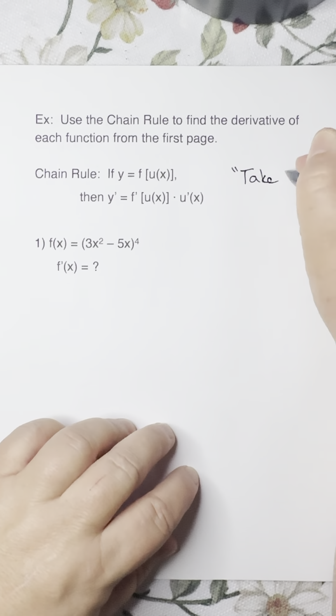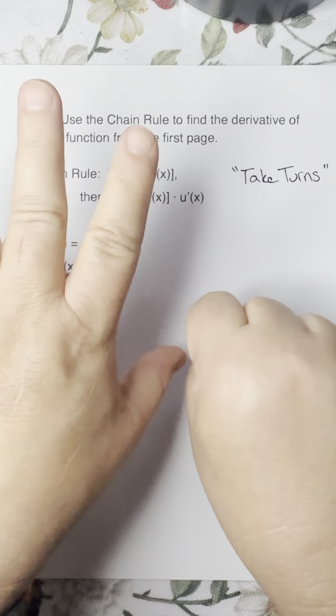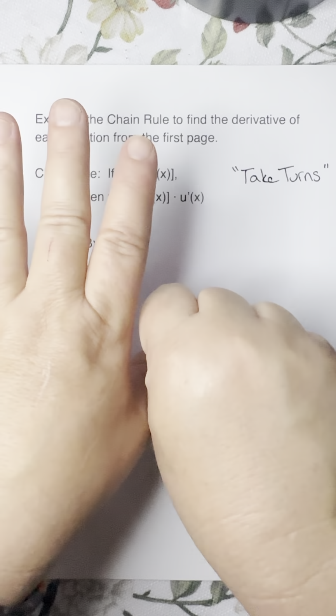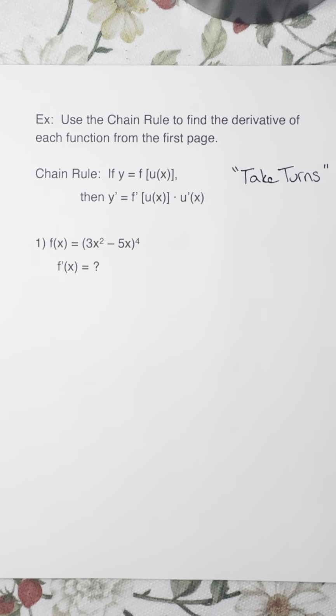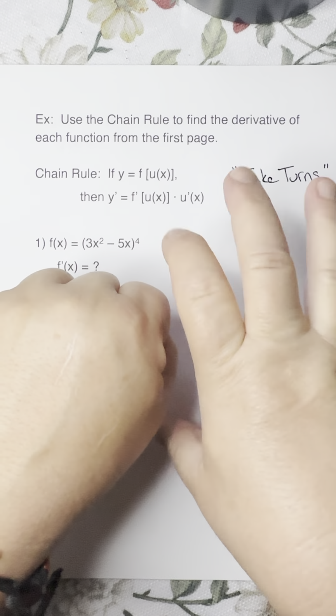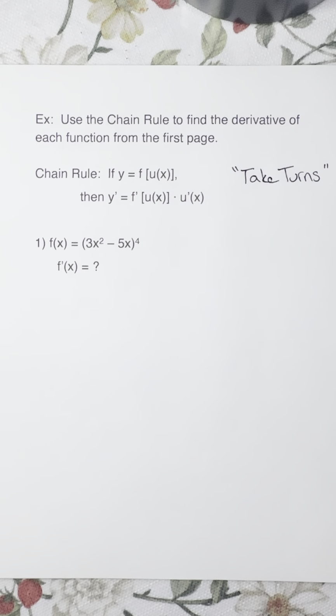But the important thing is that you have to take turns. If you remember with the product rule, when two things are multiplied, you do the derivative of one, but then the other one stays plain. Then you add, the first one stays plain, and then you take the derivative of the second one. So you have to take turns. That's the product rule. The chain rule has a very similar idea. We're going to take turns.